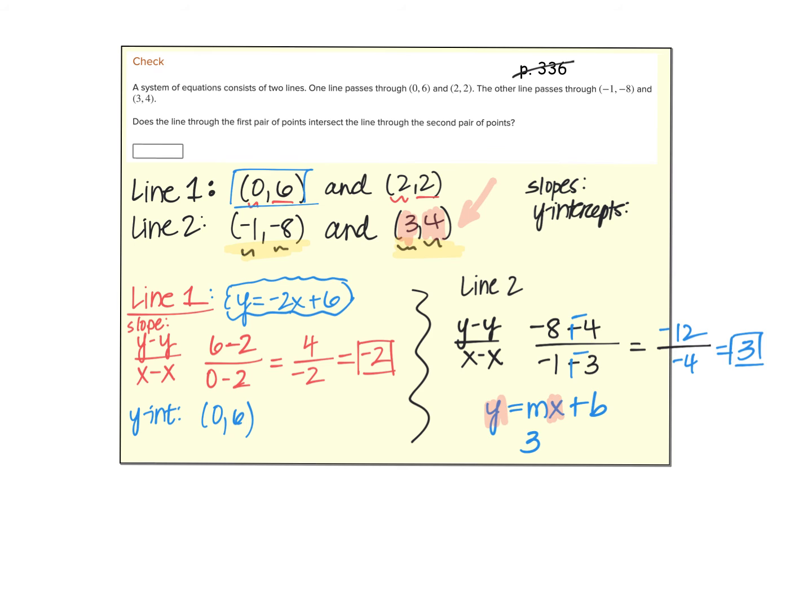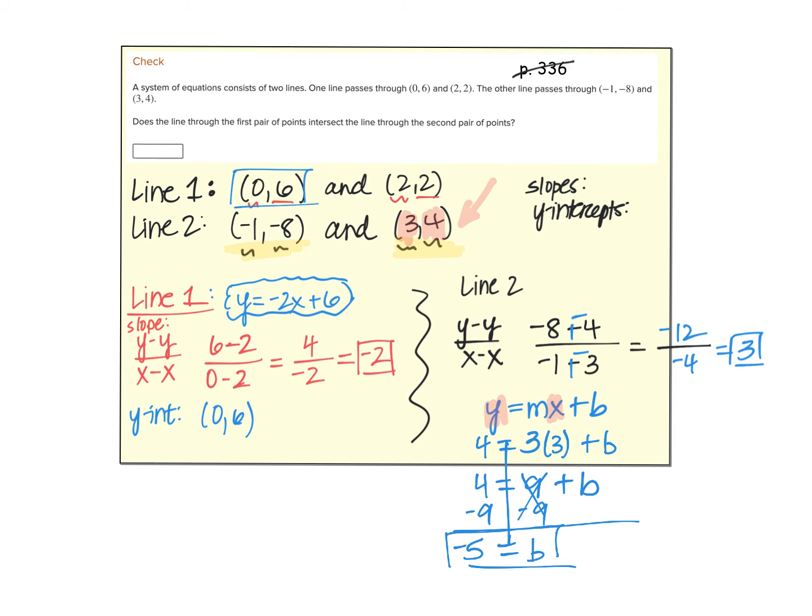So I'm going to plug in a 3 for the x coordinate and a 4 for the y, and then I'm trying to solve for b. If I work that out, I get 4 equals 9 plus b. To get b by itself, I'm going to subtract 9. We did this all last chapter, so this should be very familiar. So b equals 4 minus 9, which is -5. That means my y-intercept is (0, -5). Now if I write the line 2 equation, I get y equals 3x, my slope is 3, and my y-intercept was -5.